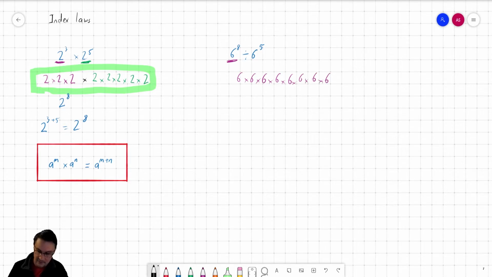times 6. And then this part here, we're going to represent as a fraction, because whenever we have a division sign, it can be represented as a fraction. And then the next part, 6 to the power of 5, can be represented here, like so.